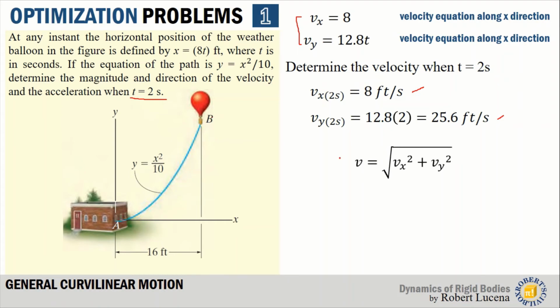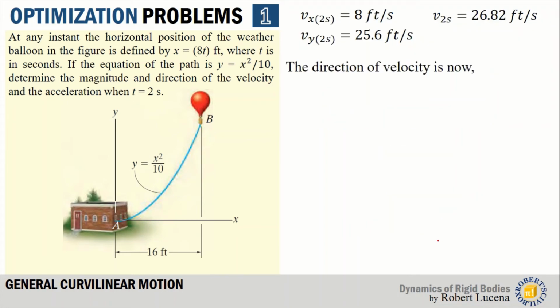Now, to get that, we use the Pythagorean theorem, wherein we get the square of the components and get the square root of the sum. So we have vx squared equals 8 squared and vy squared equals 25.6 squared. Now, calculating that, we get the velocity, or the speed, of the object equal to 26.82 feet per second. Now, this is your velocity, this is your speed, but it is asked the velocity. So therefore, we need a direction because this is just a scalar quantity.